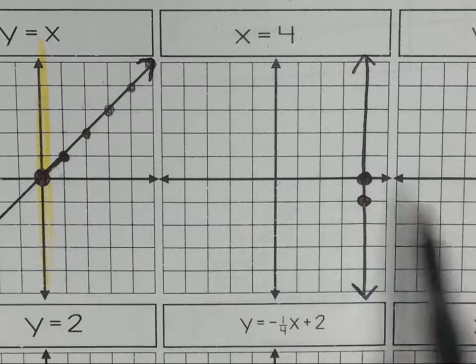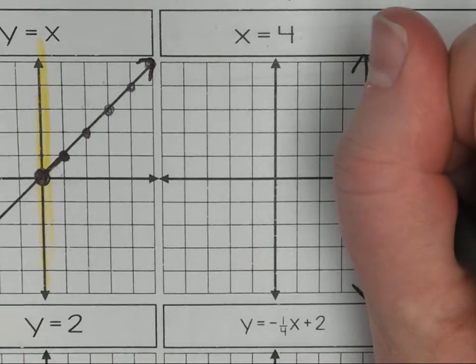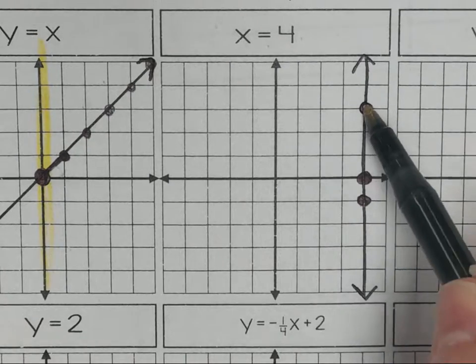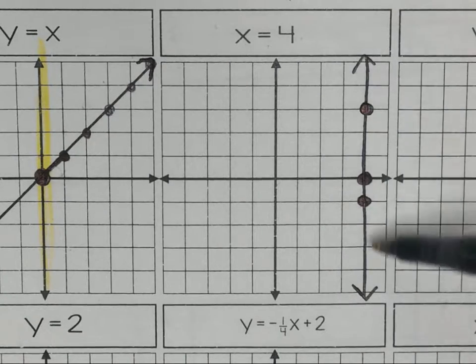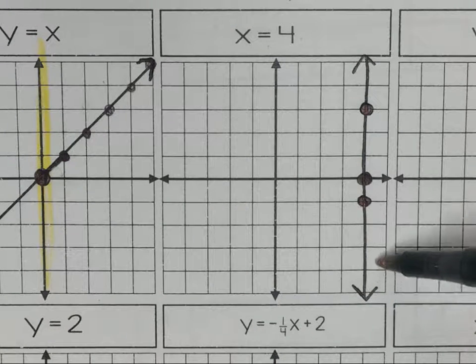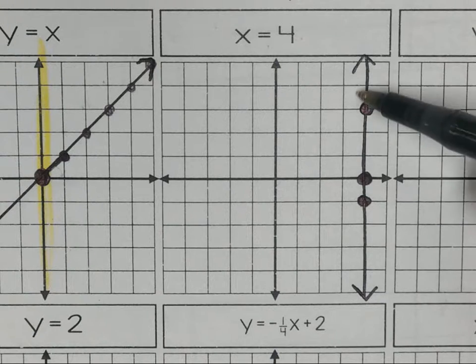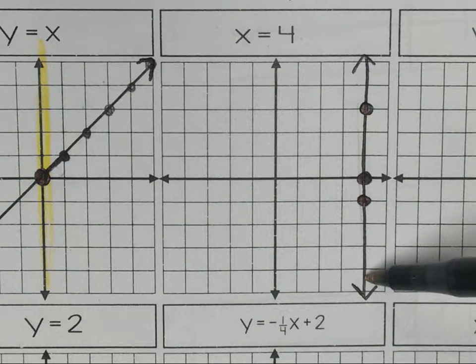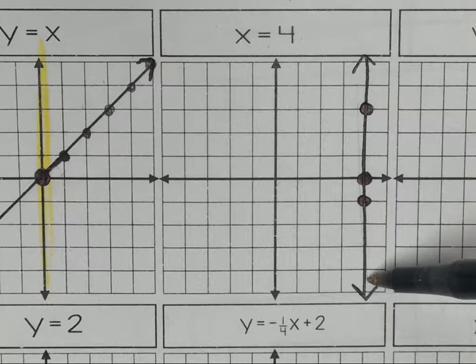4 is the x value. What about this point right here? What's the x value of this point? 4. So any point on this line has an x value of 4. And that's why it's a vertical line. Any point on this line, x value is 4. Does that sort of kind of make sense?